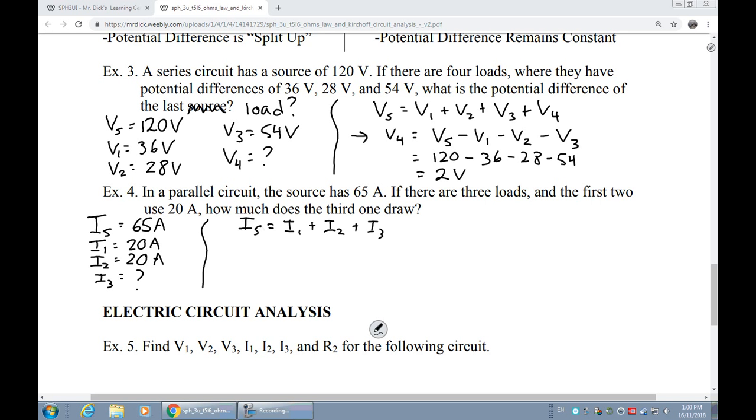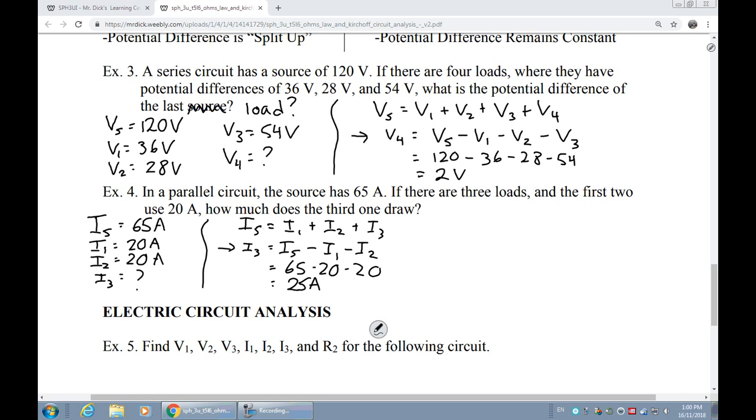So I actually just need to rearrange. So this is telling me that the third amount of current, I3, is going to be that original amount supplied by the source, take away the other 2. Or in other words, it's 65 minus 20, subtract another 20, and so we get 25 amps left over. So that's telling us that, again, because we know that in 2 of the paths there were 20 amps each of current going through those loads, we must have 25 amps of current that are going through the final load. That's what Kirchhoff's current law can help us to figure out.